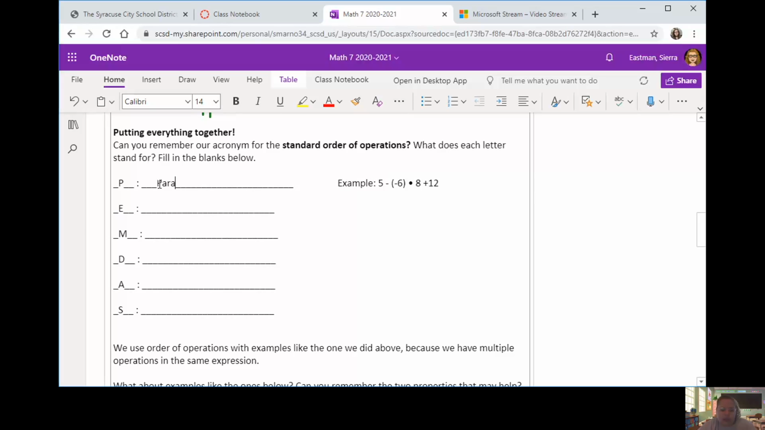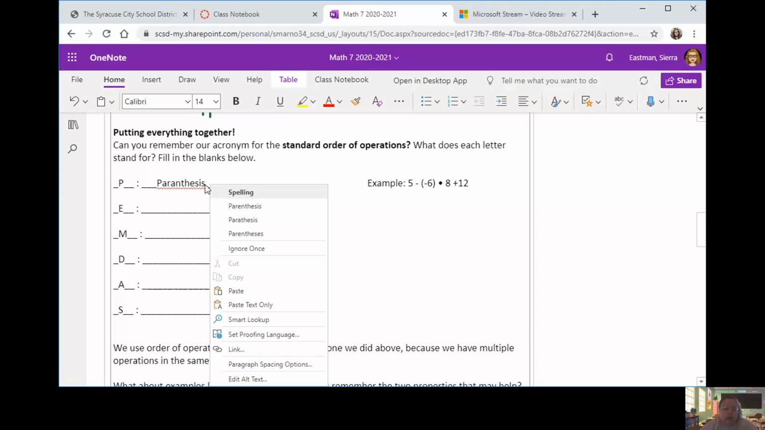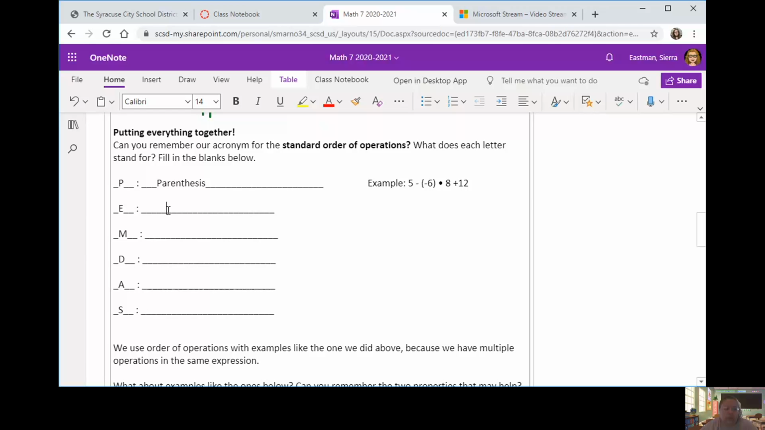P is for parentheses. I always spell that wrong, so spell it correctly for me. E is for exponents. M is for multiplication. D is for division. A for addition, and S for subtraction. I'm not sure why I did some of them capital and some not, so let me fix that. It doesn't matter. There we go.